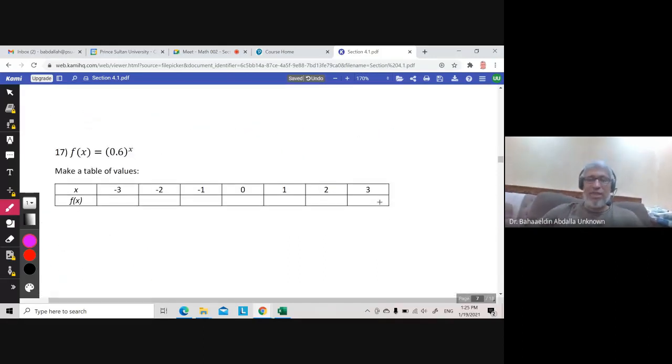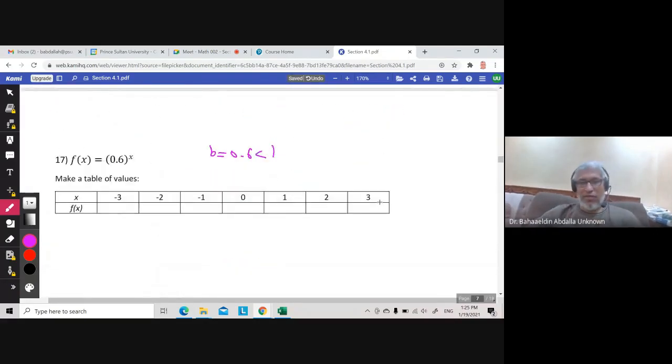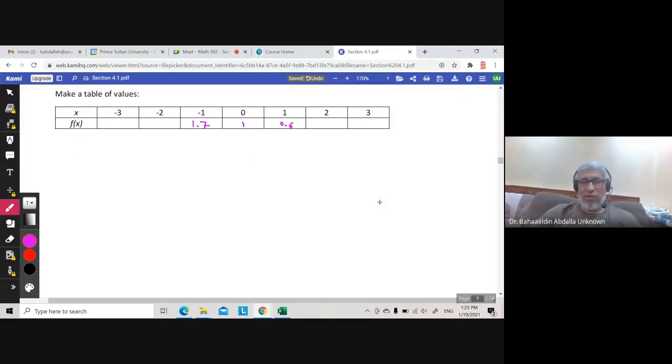What about 0.6 to the power x? I leave it for you to solve this question. 0.6 is less than 1, so the graph would be exactly like this one. If x is 0, y is 1. If x is 1, it gives 0.6 to the power 1. If x is -1, you can find by calculator 0.6 to the power -1, approximately 1.7, and you sketch the graph of this function.